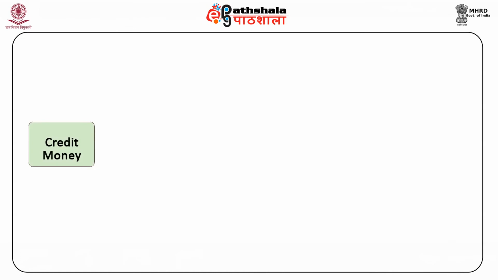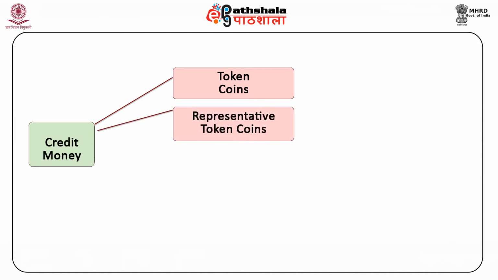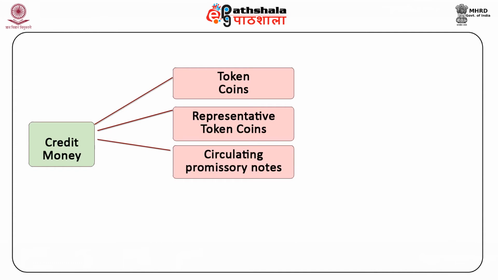The credit money or fiduciary money circulates on the basis of trust commanded by its issuers. This can be of four types. First, token coins are coins of small denomination, like 50 paisa or 1 rupee in India. They are a small proportion of money supply. Second, representative token coins are a receipt of token coins and are usually made of paper. Third, circulating promissory notes are the third kind of credit money.